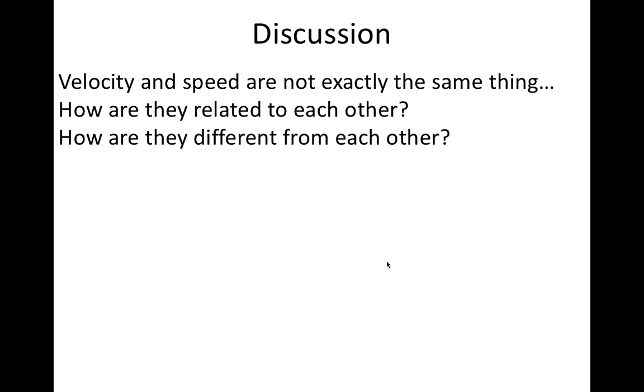As a brief discussion, I want to point out how velocity and speed are not exactly the same thing. Well, how are they related and how are they different? So there's two ways that I like to show how they are related. One way I like to explain it is to say that velocity is an object's speed plus its direction of motion.